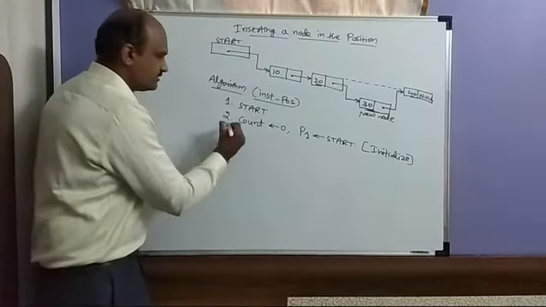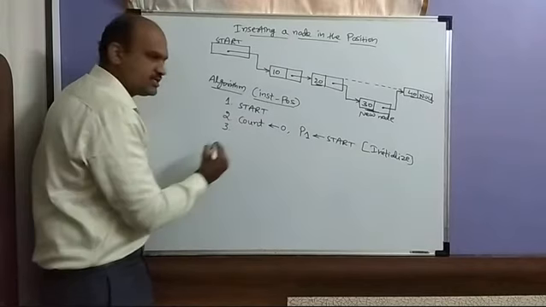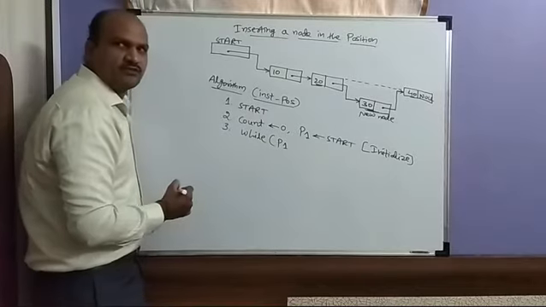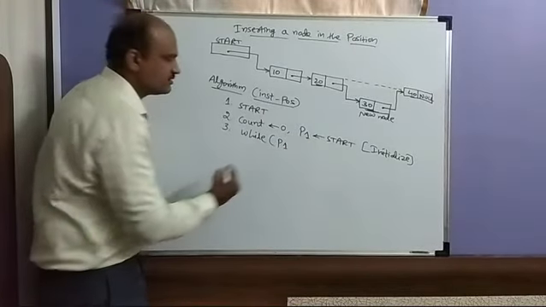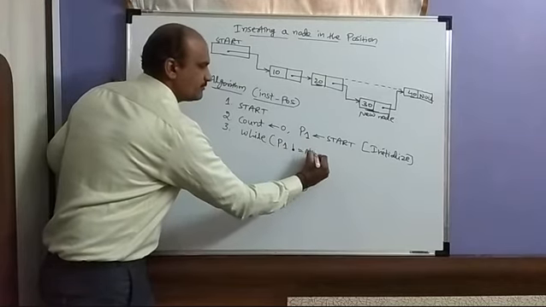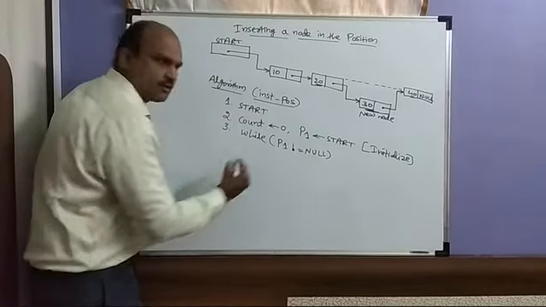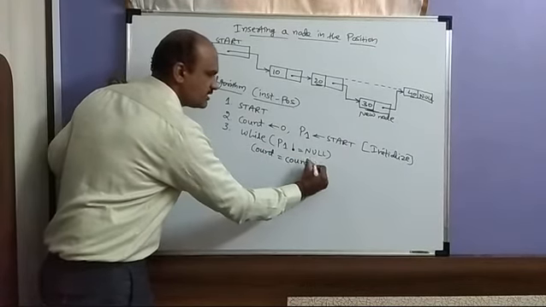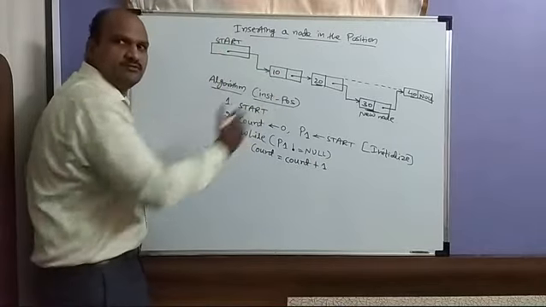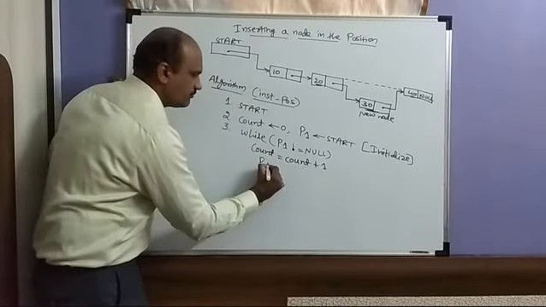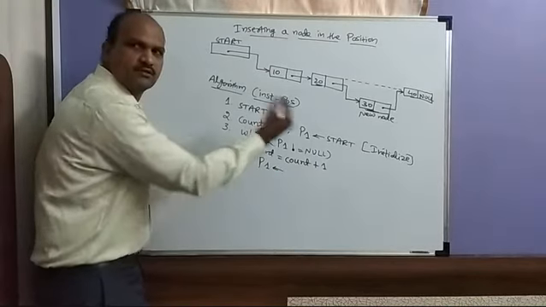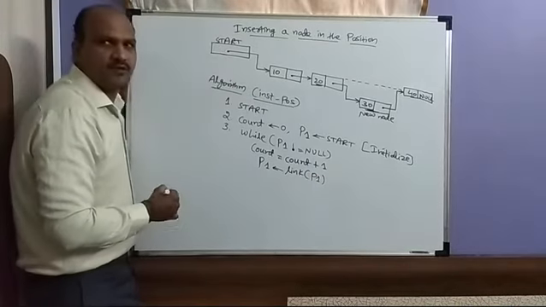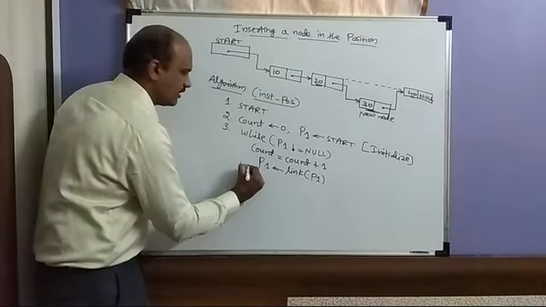Okay. Then third step. What is the third step? Again check while pointer P1, we already initialized P1 to the start, P1 not equal to null. Okay. Then what will happen to count? Count will be incremented. Count is equal to count plus 1. Then P1 will be linked to your next, P1 linking of this. Okay. Next, the while will end.